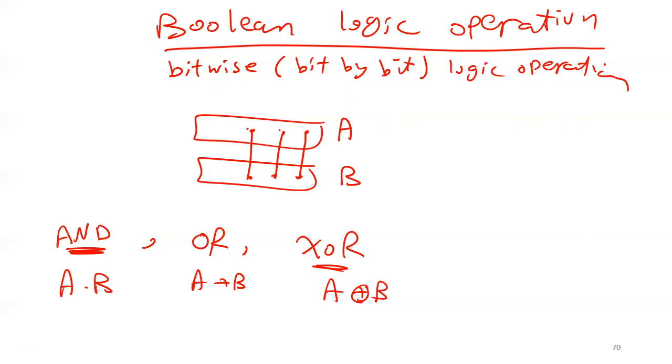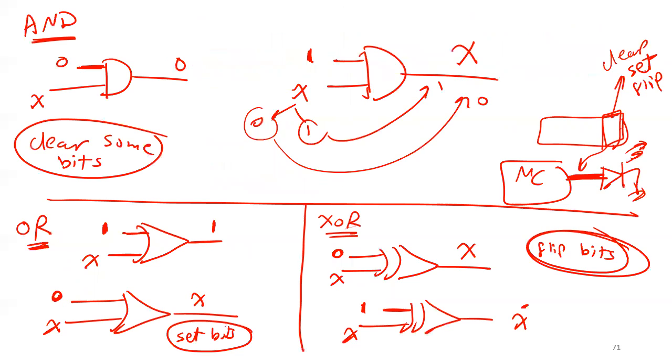So last time I explained, number one, this is how AND works. 0 and anything, you should get 0, okay? 1 and anything, you are going to get the same X here, okay? So that's why I told you AND is going to be used if you want to clear some bits. Because based on what I explained here, if you want to clear a bit, that's what I said last time.